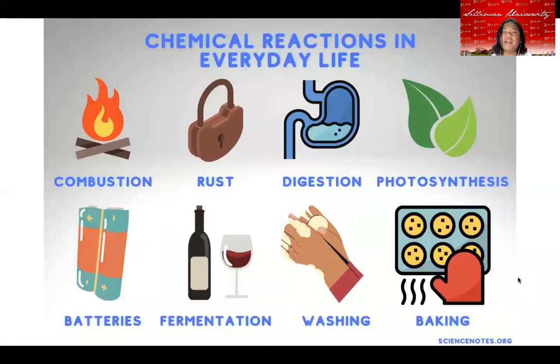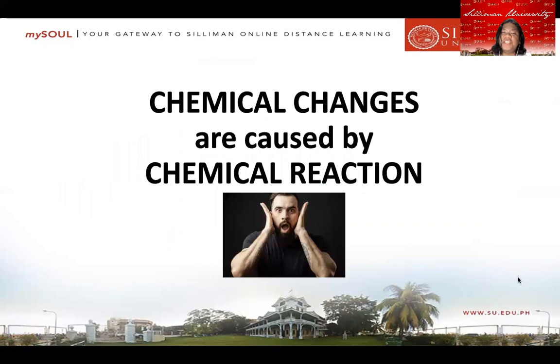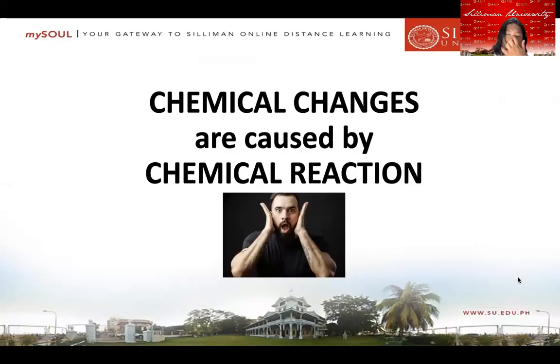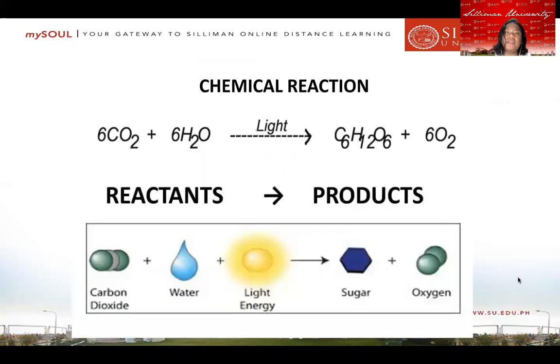Every day there are chemical reactions that we observe or we do. You have your combustion, rusting of iron, digestion. That is an example of a chemical reaction. Photosynthesis of our plants, batteries, fermentation, washing of hands, and even baking. These chemical changes are basically caused by chemical reactions, no? Like the ripening of your fruit, your combustion, your fermentation, your photosynthesis. All of these chemical changes are caused by chemical reactions.